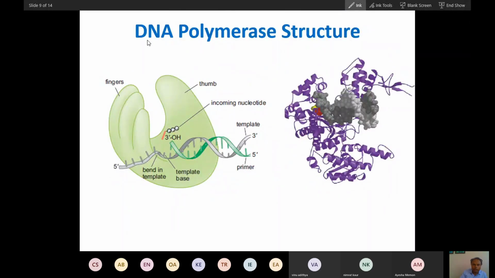So let's talk about DNA polymerase structure, because this is a very important enzyme, the most important enzyme. DNA polymerase is the enzyme that will polymerize DNA. Now let's see this. This is DNA polymerase. How do you see it? It is like a partially folded right hand. You can see the thumb region, the palm region and the finger domain. These are the protein domains.